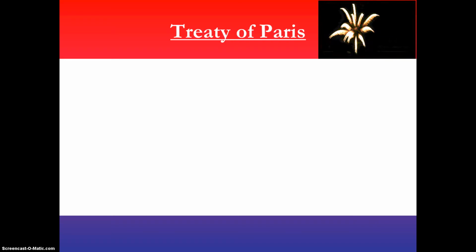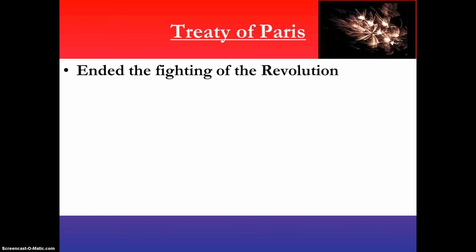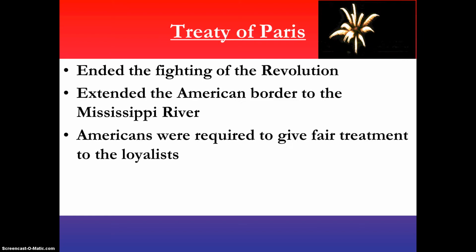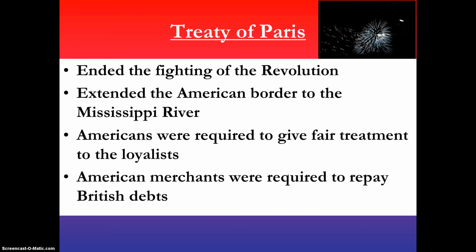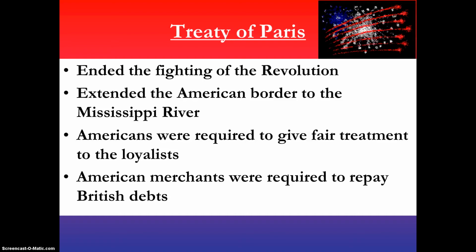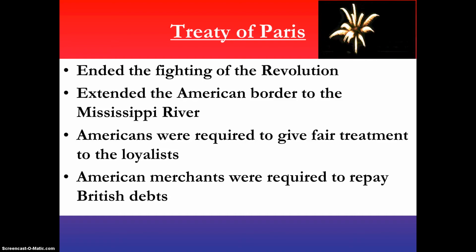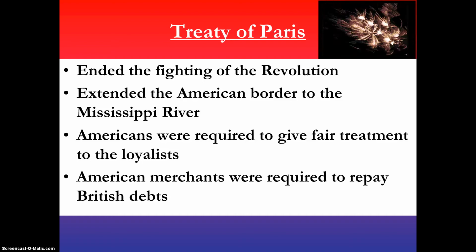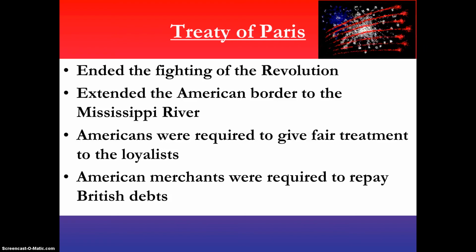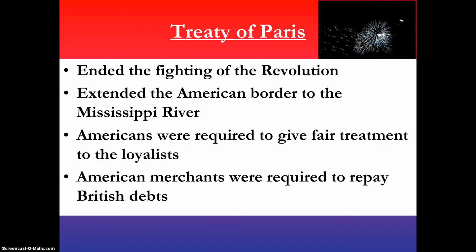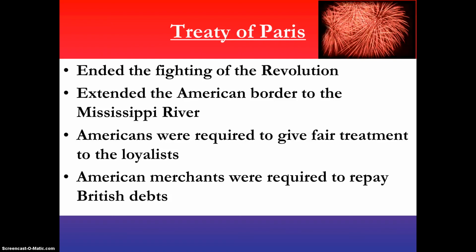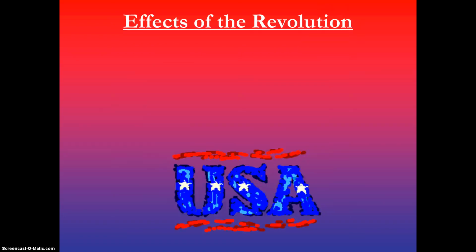All right, so the war ends, yay, and they call it the Treaty of Paris. And what that treaty does, it ends the fighting in the war. We get the border all the way to the Mississippi River, which is important for trade and transportation, like we talked about. It said, all right, you got to be nice to those loyalists. We actually weren't, and a lot of them ended up going to Canada, and we were supposed to repay any of our debts, including the tea debt from the Boston Tea Party, which we didn't do.